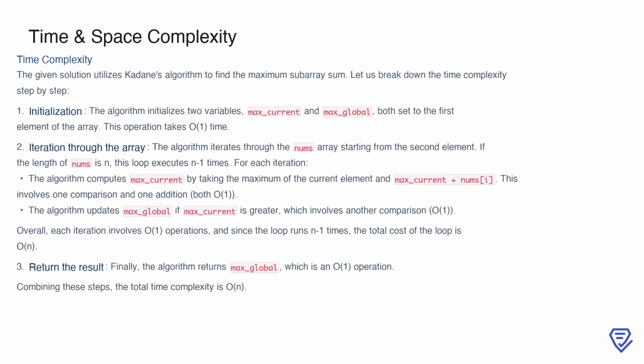For each iteration, the algorithm updates max_current by comparing the current element with the sum of max_current and the current element. This involves one addition and one comparison, each of which takes constant time, or O(1). It then updates max_global if max_current is greater, which involves another comparison, also O(1). Since each loop iteration involves a constant amount of work and the loop runs n-1 times, the total cost of the loop is O(n). Finally, the algorithm returns max_global, which is another constant time operation. Adding everything together, the overall time complexity of the algorithm is O(n).